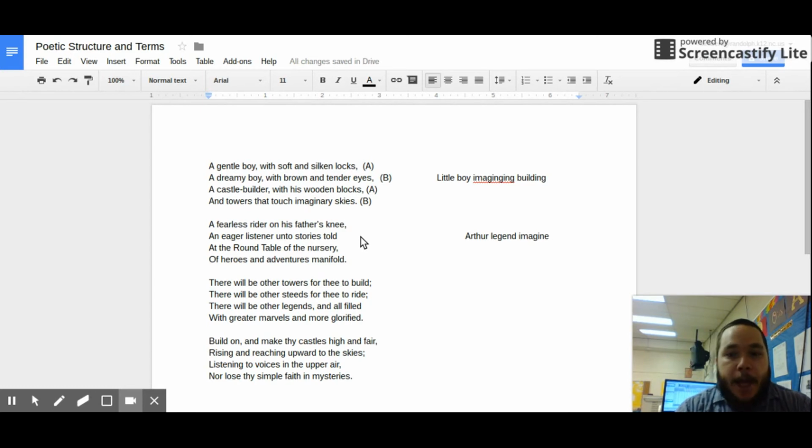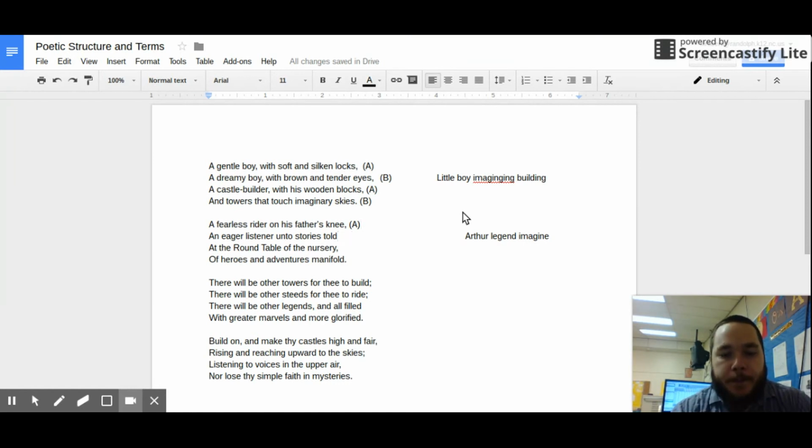Another term I want you to look at in this stanza is slant rhyme. Slant rhyme isn't what you typically think of as a rhyme. Whereas we had locks, eyes, blocks, skies, here we have knee, told, nursery, manifold. None of these words truly rhyme with each other, but we still have a little bit of a scheme. So we have knee, which we'll put A. We could have started with C if you wanted to, but I like to do each stanza individually. Otherwise, you get to this crazy AA, AB, AC type thing.